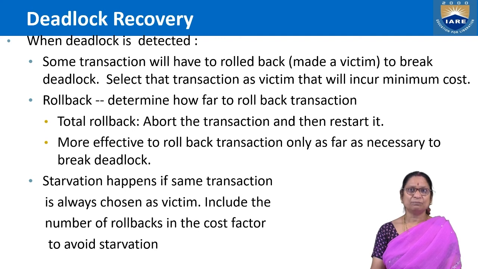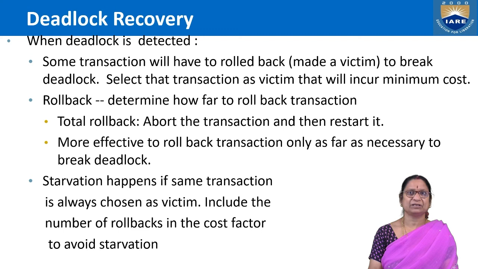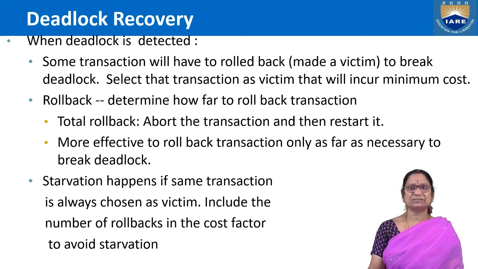So there are two techniques: total rollback and partial rollback. How far that particular transaction can be rolled back, either entirely or partially. The more effective approach is to roll back transactions only as far as necessary to break the deadlock. That is enough for us. Because of this, in such recovery techniques also, starvation happens most of the time. If the same transaction is always chosen as a victim, then that particular transaction enters into the starvation state. It never gets a chance, no? So that's why we consider it a starvation state.